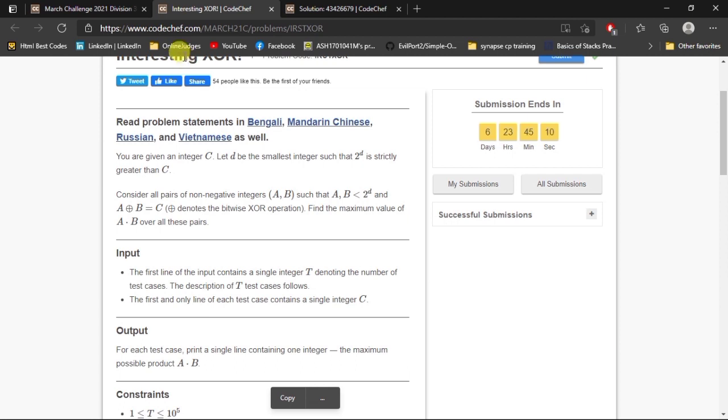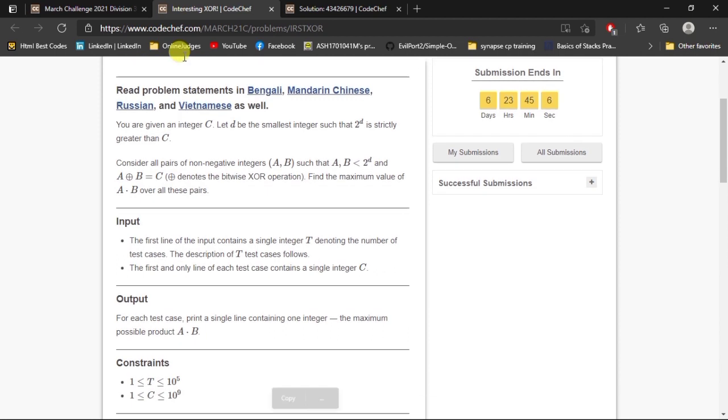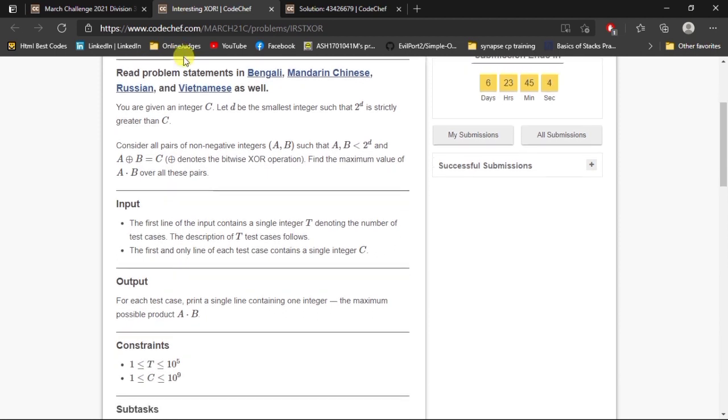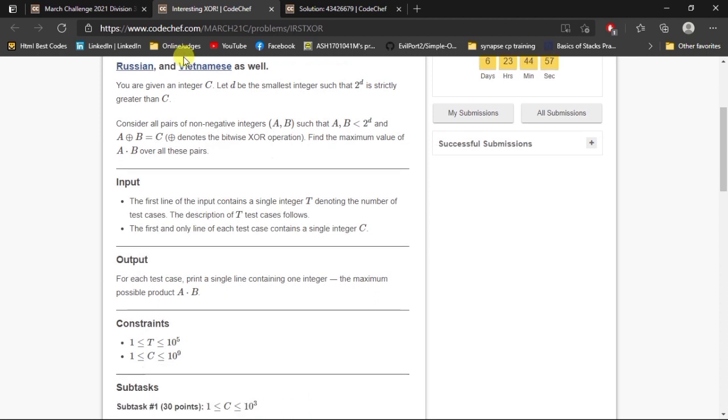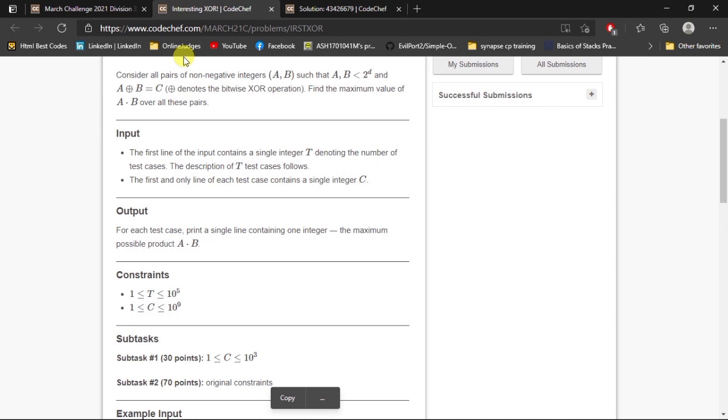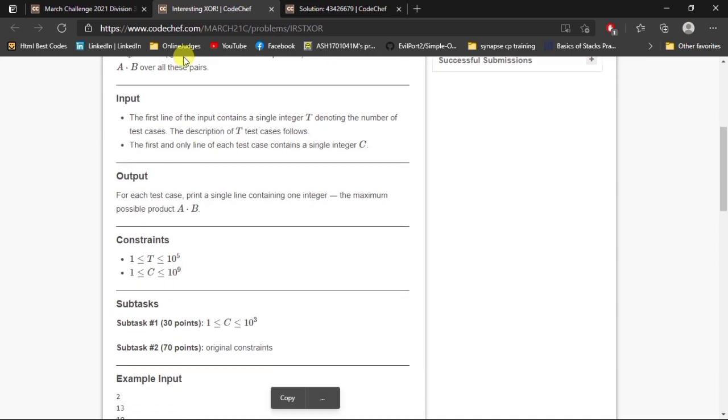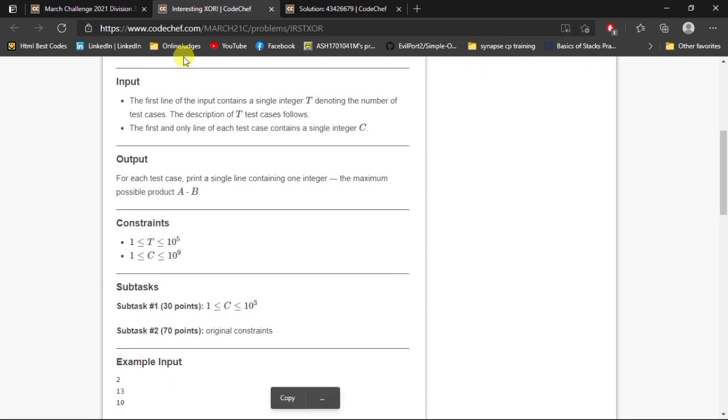The input format is as follows: the first line of the input contains a single integer t denoting the number of test cases. The description of t test cases follows. The first and only line of each test case contains a single integer c. The constraints are a matter of concern here, so you need to be careful about them. I'll tell you later why.